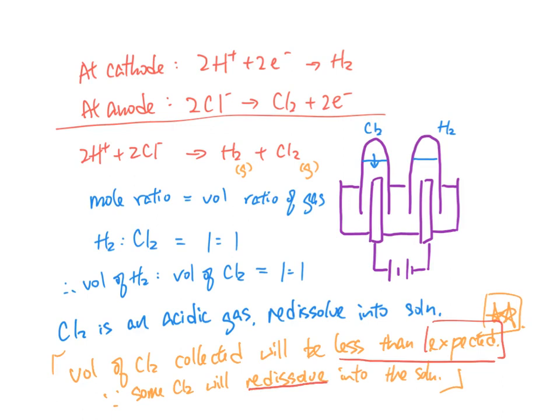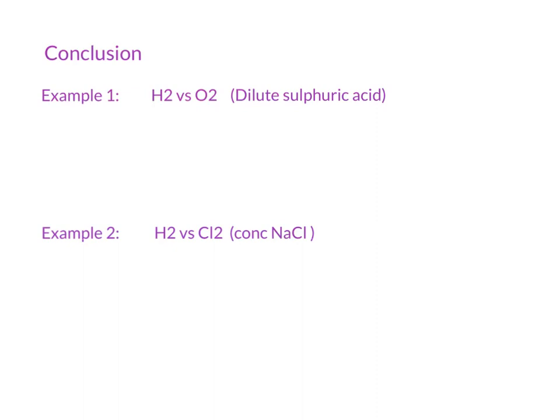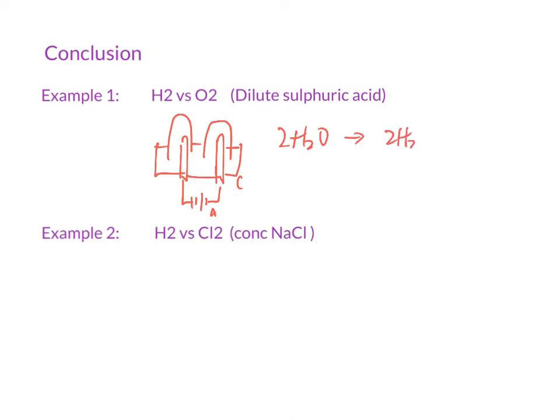Right now, we learned that for the electrolysis of water, at the cathode we have hydrogen, from 2H2O becoming 2H2 and O2. So hydrogen we get 2, O2 we get 1. Therefore, you collect more hydrogen and less O2, while the one in concentrated NaCl is expected to be a 1-to-1 ratio.